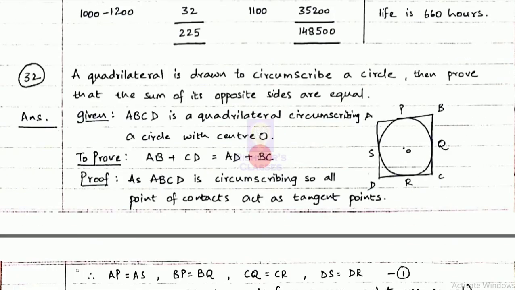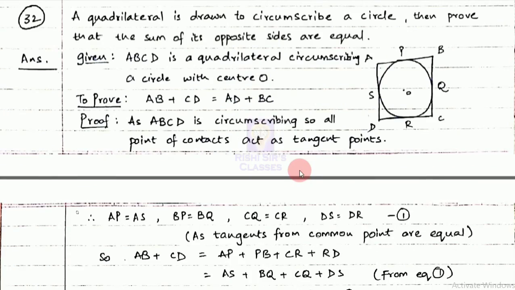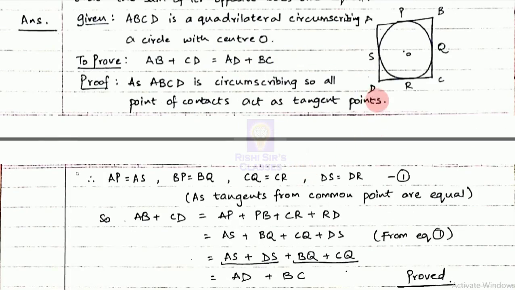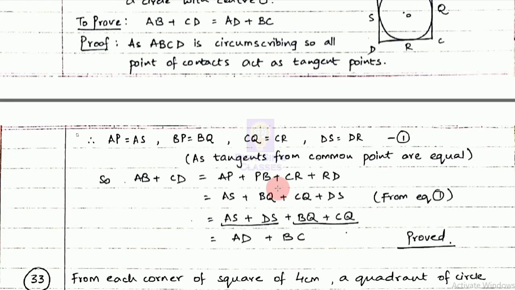Moving on to question number 32. A quadrilateral is drawn to circumscribe a circle, then prove that the sum of its opposite sides are equal. Means we need to prove that AB plus CD is equal to AD plus BC. We have been given a quadrilateral circumscribing a circle. We will use the property of tangents, that AP is equal to AS, BP is equal to BQ, CQ is equal to CR, and SD is equal to DR. After that, we will just add them and prove it equal.